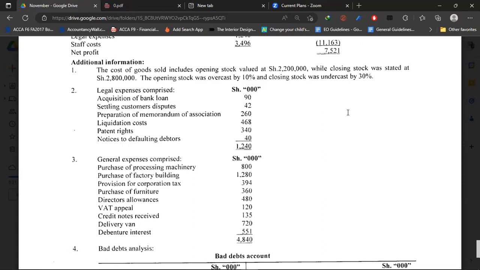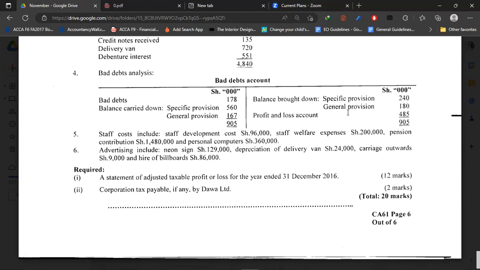Bad debts analysis. Bad debts 178, balance carried down: specific provision 560, general provision 167. Balance brought down: specific provision 40, general provision 180. Profit and loss account 485.